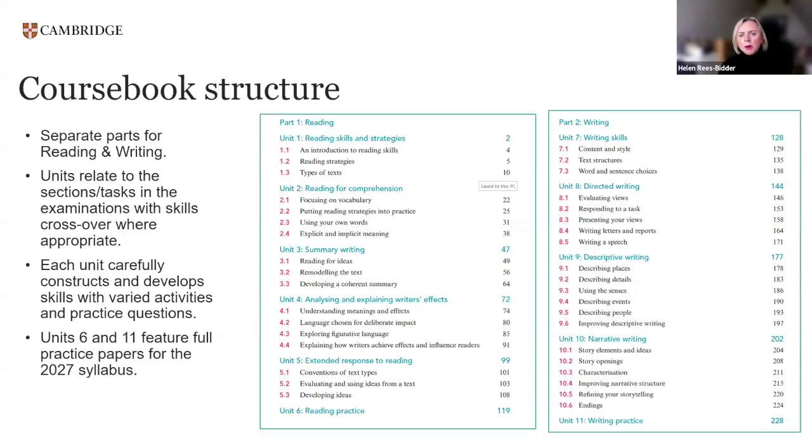The same with part 2, where we have writing, where we have the general kind of writing skills that are going to be necessary for this syllabus. And then Unit 8, directed writing, Unit 9, descriptive writing, Unit 10, narrative writing, then Unit 11 is a practice paper for paper 2.